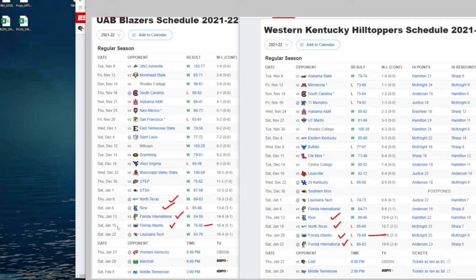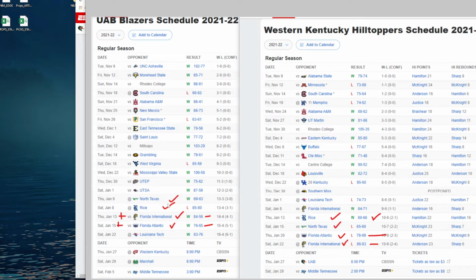Okay, so that's a plus over here for UAB. Florida International, they absolutely crushed 84-56. Florida International over here squeaked by them. They played a tight game, but UAB crushed them, so that's a plus over here for them. Rice, they end up losing to 85-80, and they end up beating Rice. So this is a one-off game that I'm going to take with a grain of salt.